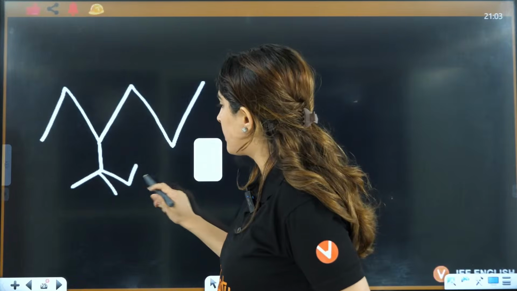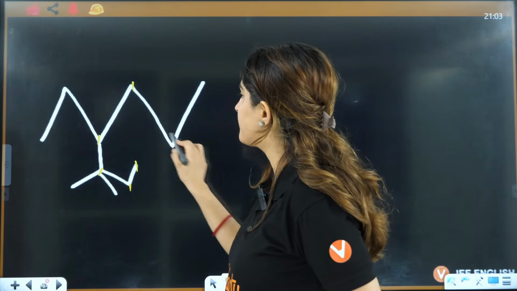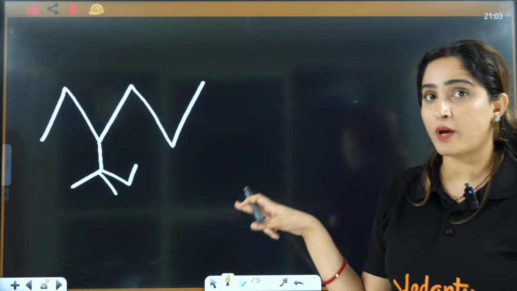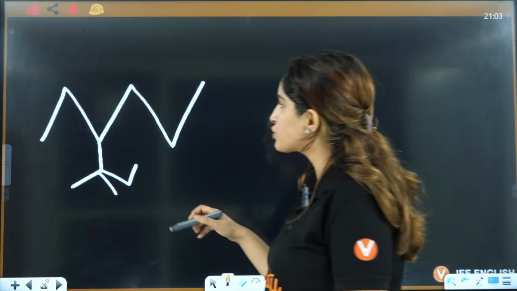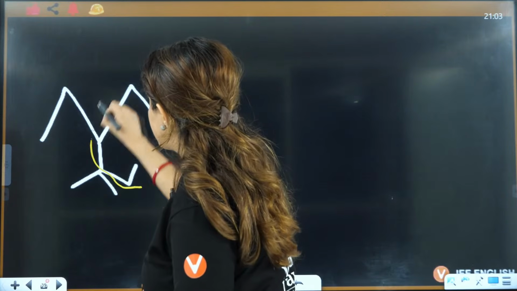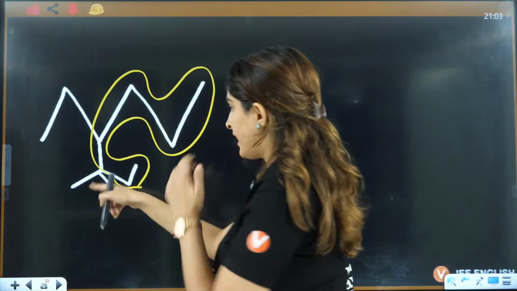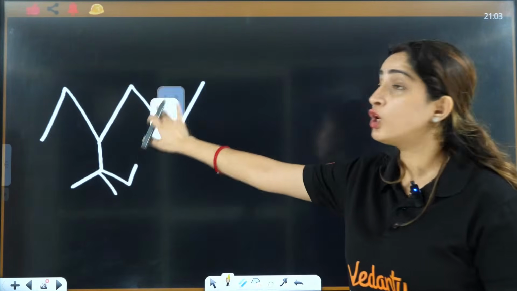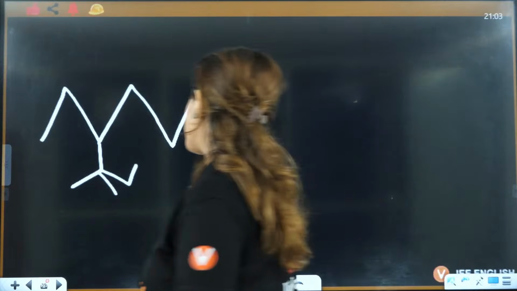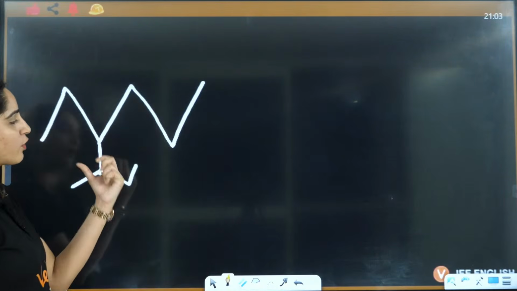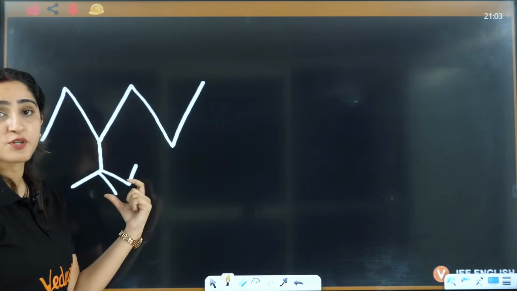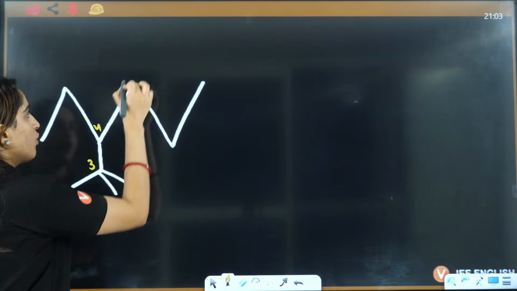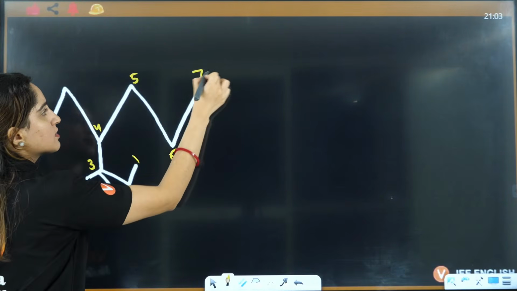If I choose this one, 1, 2, 3, 4, 5, 6, 7. Now it may seem that this is a complex substituent question, but it is not. If I choose this parent chain, then there is no complex substituent here, right? Because that is also the longest chain possible. So now the next question is, should I start from here or here? Definitely here, because here the substituent will have the lowest number. So it will be 1, 2, 3, 4, 5, 6, 7.